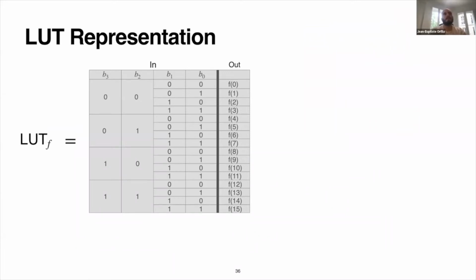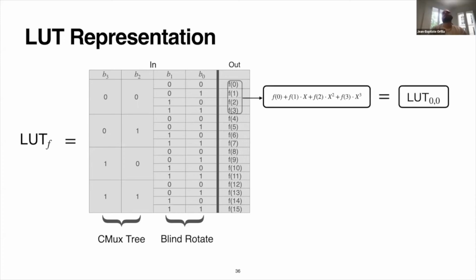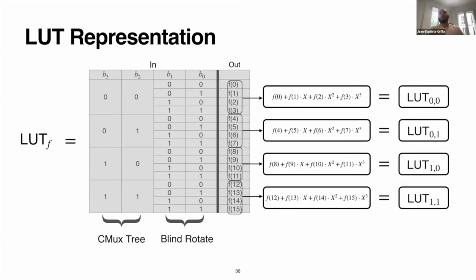So what does it mean? We are going to take the first bits, the most significant bits, and pack them. The first 4 values, we are going to pack into another LUT, which only depends on the B3 and B2 values. And we do the same for all the possible outputs we have. So in the end, instead of having 1 LUT, we are splitting it into 4 LUTs. Then we are going to use 2 strategies to evaluate the LUTs correctly, which are called the CMUX tree and the blind rotate.